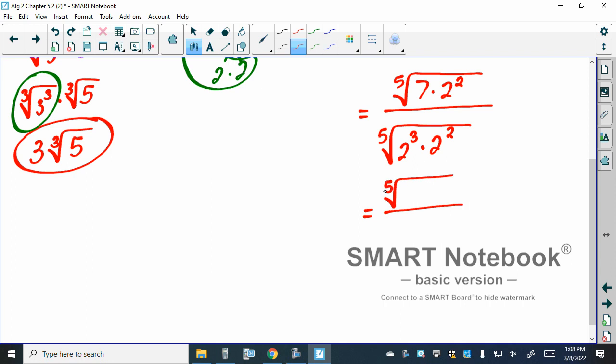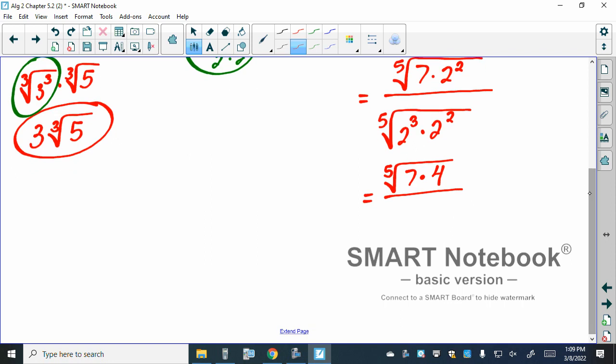Now in the numerator, 7's prime, yes? So the only factors for 7 are 1 and 7. There's nothing going to be in common. So we'll end up multiplying this all together. Well, we can say 2 squared is 4. Now in the denominator, we do have like bases, 2 and 2. And whenever we have like bases, we add the exponents. So 2 to the third times 2 squared would be 2 to the 5th.